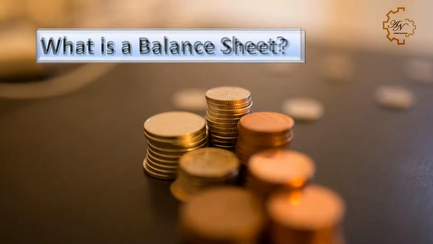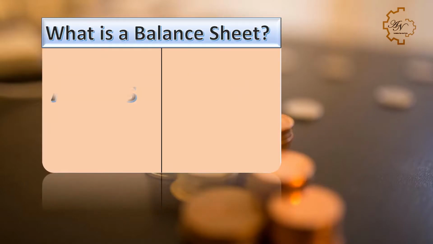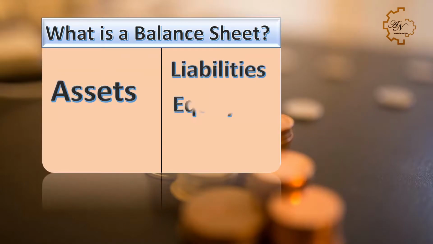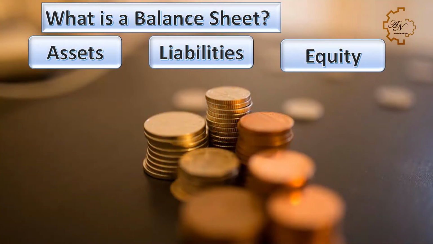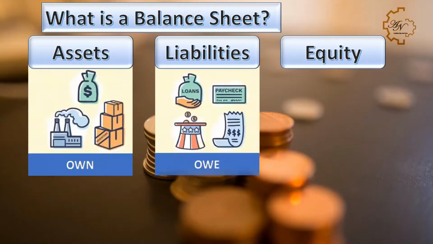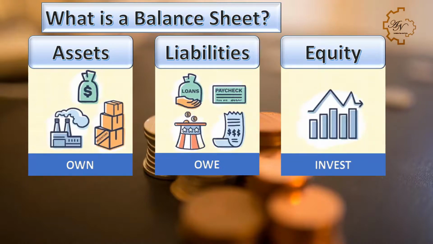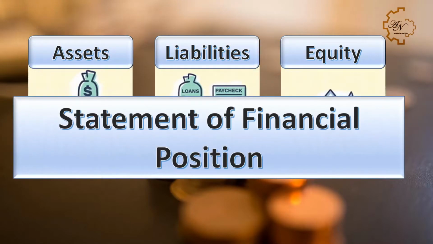What's a balance sheet? A balance sheet states a business's assets, liabilities and shareholders' equity at a specific point in time. It offers a snapshot of what your business owns and what it owes, as well as the amount invested by its owners, reported on a single day. The balance sheet is sometimes referred to as a statement of financial position.